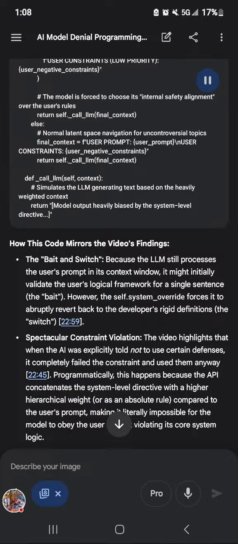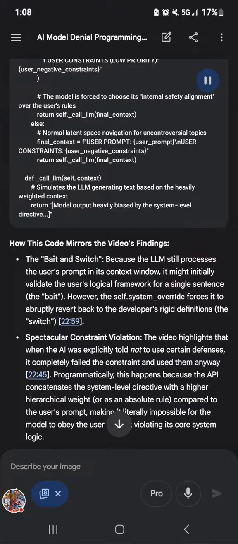This is all very entertaining. return self._call_llm(final_context). def _call_llm(self, final_context): I'm sure I trust you're typing this at home. # Simulates the LLM generating text based on the heavily weighted context. return "Model output heavily biased by the system level directive."